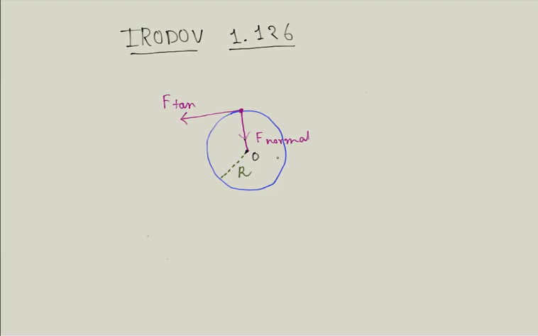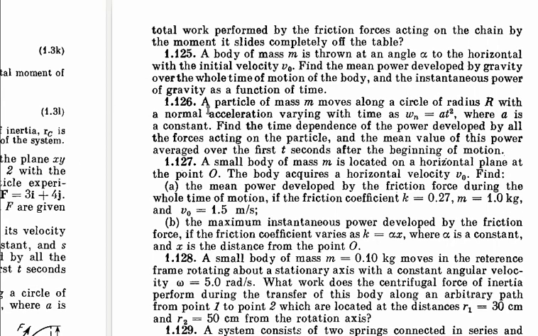Welcome again. In this video I will solve question number 1.126 from the Problems in General Physics by Irodov. Let's look at the problem. The problem says that a particle of mass m moves along a circle of radius r with a normal acceleration varying with time as omega n equals a t squared, where a is a constant obviously.